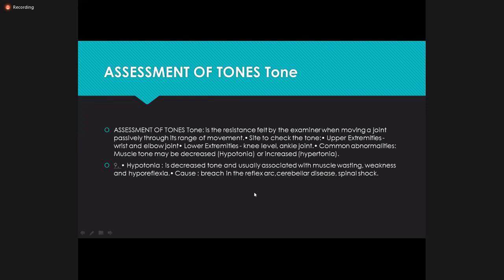So for that, you can go and watch YouTube videos, because it's very difficult to attach the YouTube videos in this PowerPoint slide. I have tried, but I'm unable to do it. So you can go and check videos on how to assess the tone, what the maneuvers are, and how to assess the power. Now when you assess the tone, there are only two abnormalities. There may be hypertonia or there may be hypotonia.